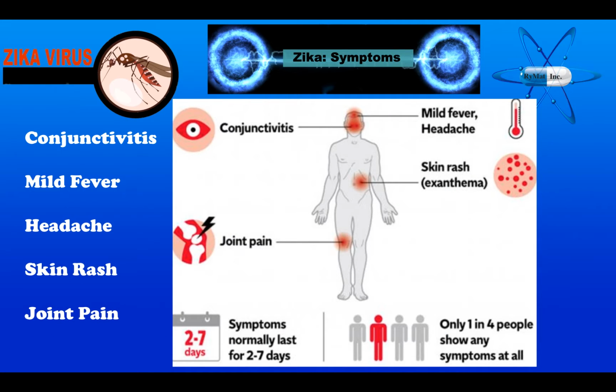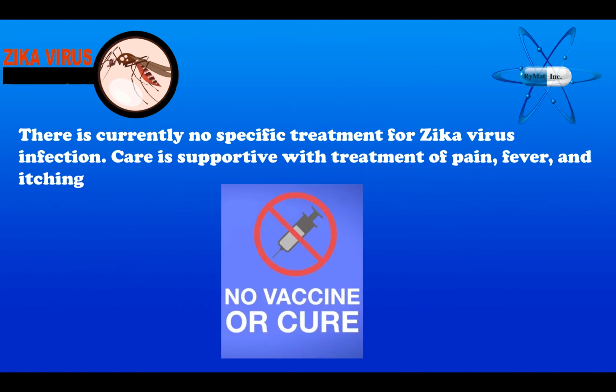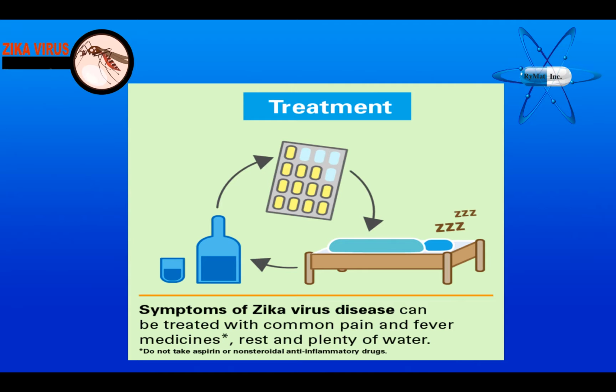There is currently no specific treatment for the Zika virus infection. Care is supportive with treatment of pain, fever, and itching. Treatment is for the symptoms, and they can be treated with common pain and fever medicines, rest, and plenty of water, although it is recommended not to take aspirin or NSAIDs while sick with Zika.